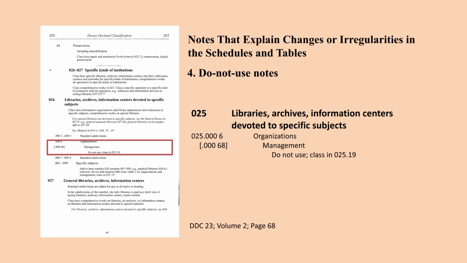So these are the different types of note that we can find in the entire schedule and the tables of Dewey Decimal Classification, and as well as a manual. If you go to the manual section of volume 1, then more elaborate explanation of such notes and examples you can get from there.